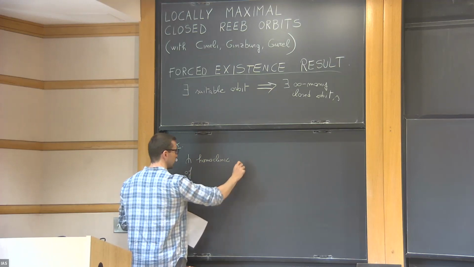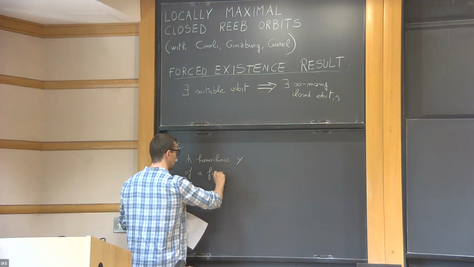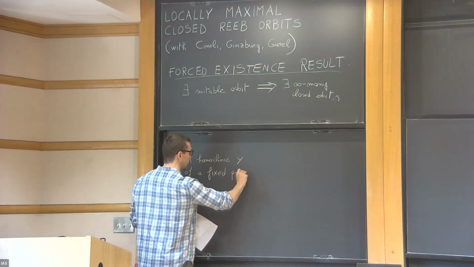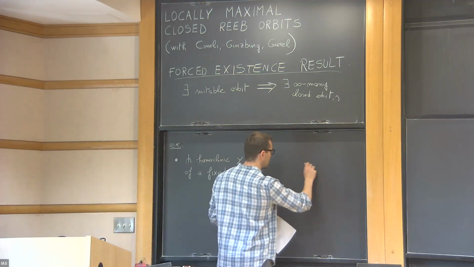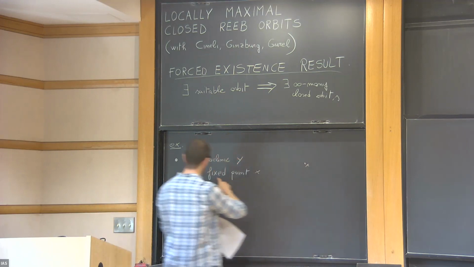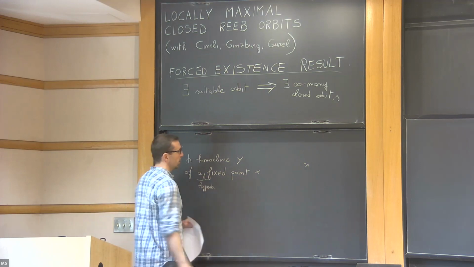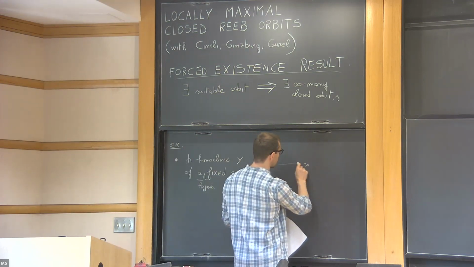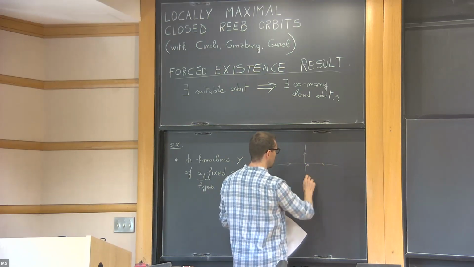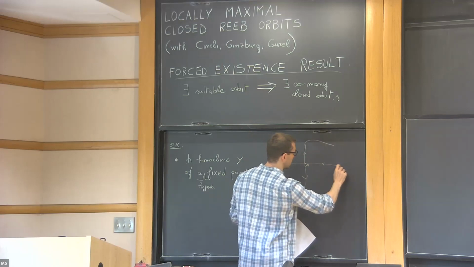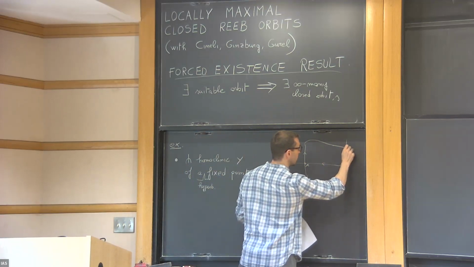Transverse homoclinic points of a fixed point, for a certain diffeomorphism. So that's your fixed point. It has a hyperbolic fixed point. Your hyperbolic fixed point, you have its stable manifold, unstable manifold, and these two happen to intersect transversely. And so that's your homoclinic point.